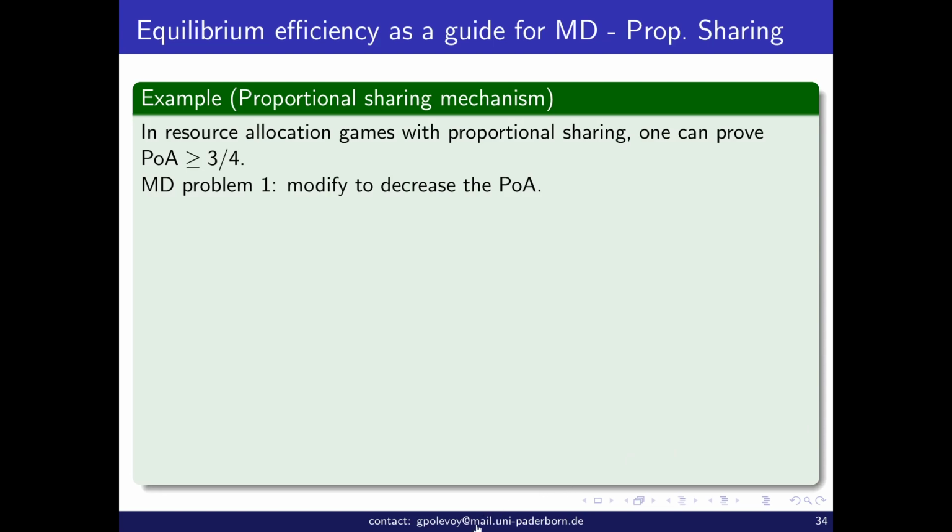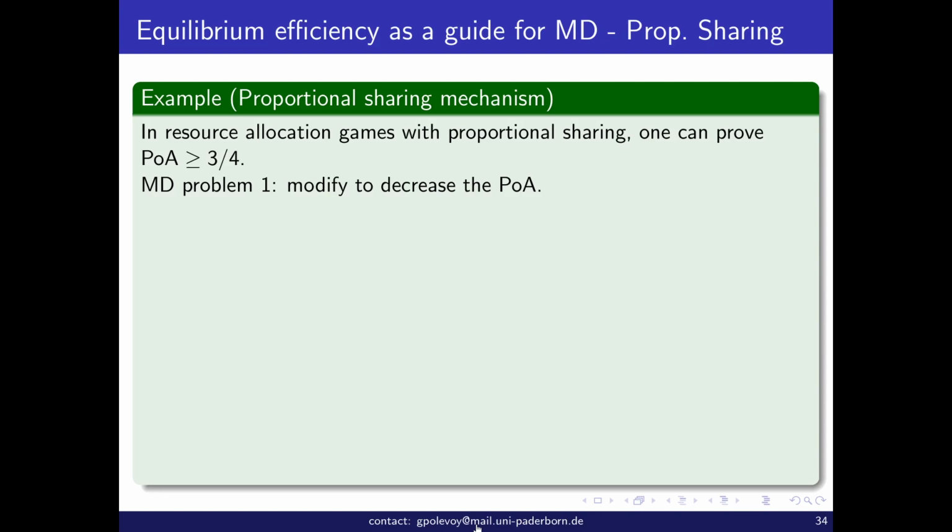Remind you that we saw that in a resource allocation game with a proportional sharing mechanism, there is no optimum Nash equilibrium. We only look at pure Nash equilibria. It is an infinite game, by the way, but anyway, we look only at pure Nash equilibria, and we proved that there is no optimum Nash equilibrium. So the price of stability and definitely the price of anarchy are strictly larger than 1. It's possible to prove that the price of anarchy is actually at least 3/4.